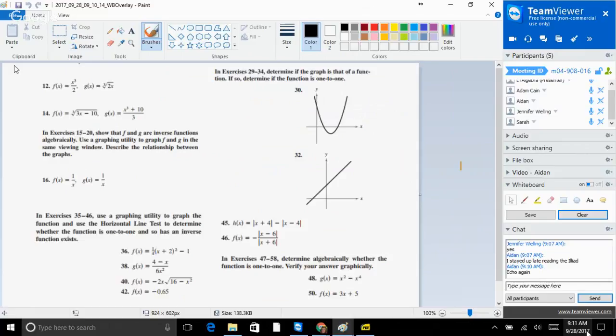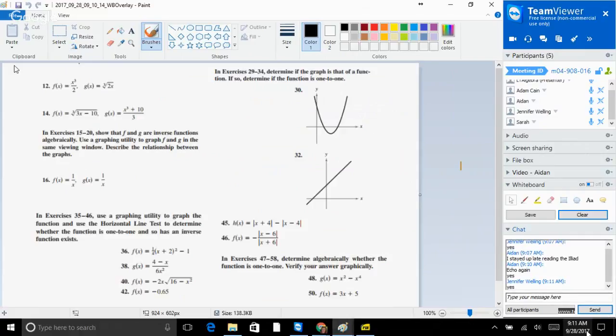All right, so what about 32? Is that a function? Yes, right? Does that function have an inverse? Yes, it does, because it passes the horizontal line test. So it says it right here. In order for a function to have an inverse, it has to be 1 to 1.